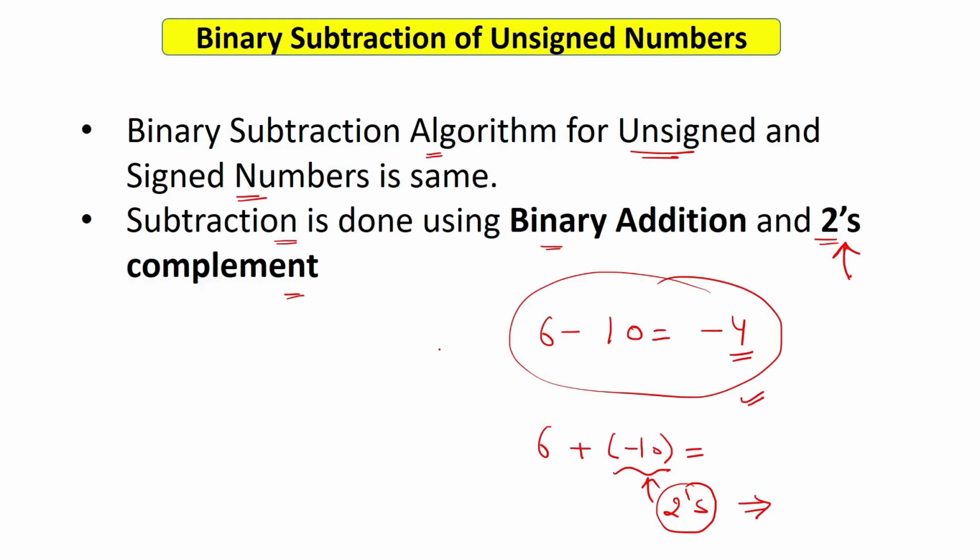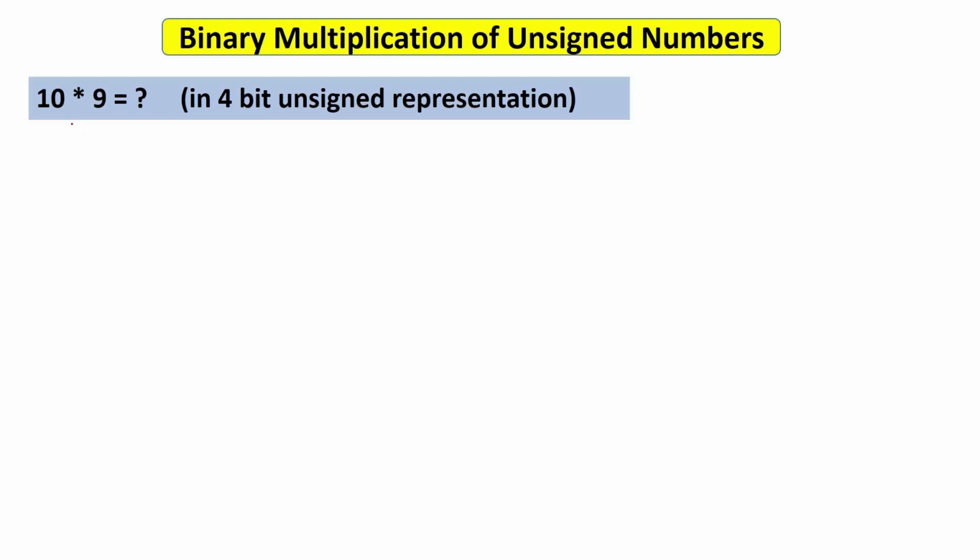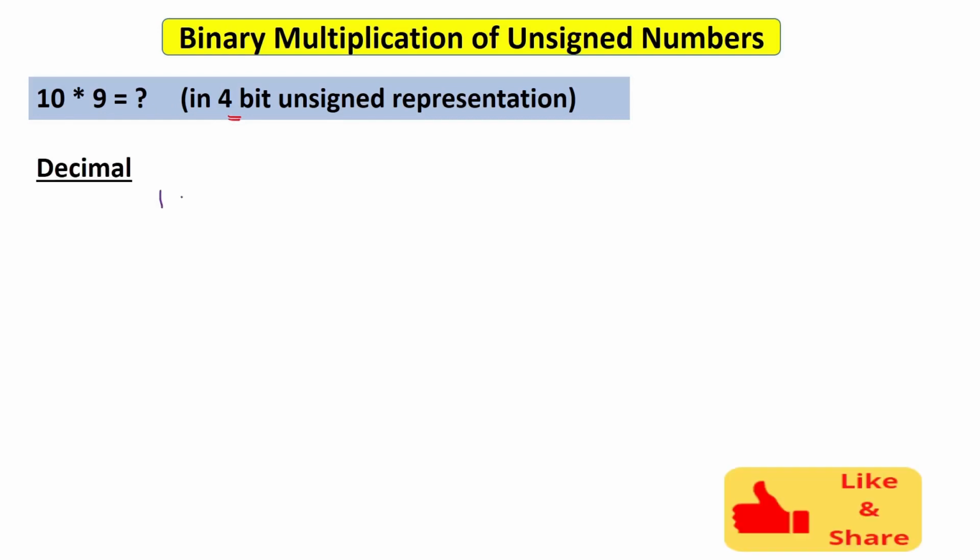So now let's move to our next, third operation, that is binary multiplication of unsigned numbers. Let's say we have to multiply two numbers, 10 multiplied by 9, and we have to represent 10 and 9 in 4 bits only. We know when we multiply 10 and 9 in decimal, the answer is simply 90. This we are familiar with.